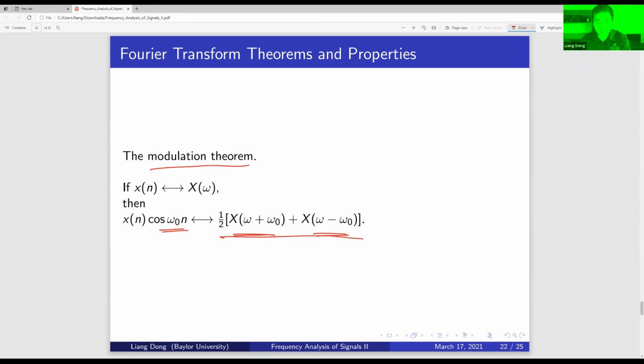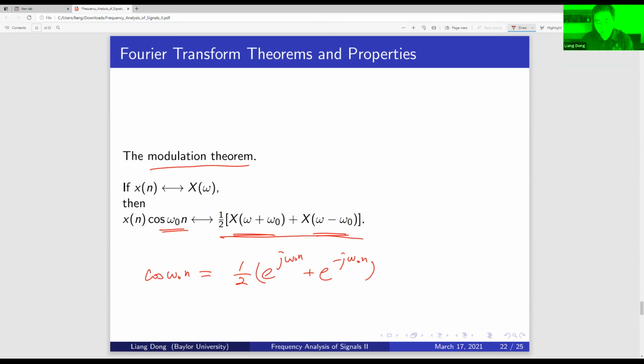How to prove that? Well, it's a cosine function, right? I can write this in this format: half of e to the power positive j omega 0n plus e to the power negative j omega 0n.